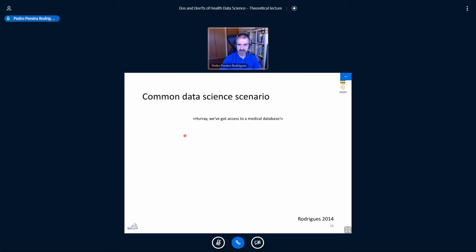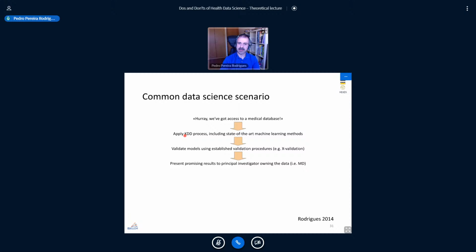But usually what we end up having in the data science process is something like this. So you've got access to a medical database, and coming from the machine learning area like I did, this would be the best scenario. So I will put all my effort in applying my knowledge discovery process using the state-of-the-art machine learning methods, and validate my models, because I know that they need to be validated. You cannot just simply apply a model to the data and expect it to work. And then present my results to the principal investigator, usually the medical doctor, who has the knowledge about the problem.